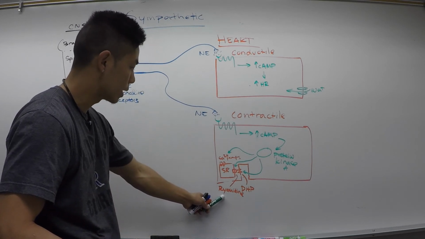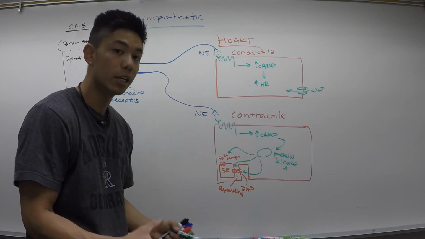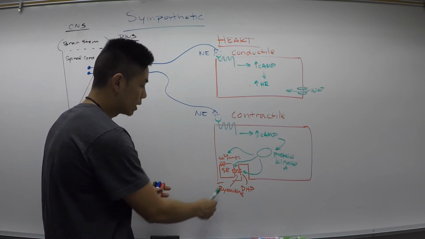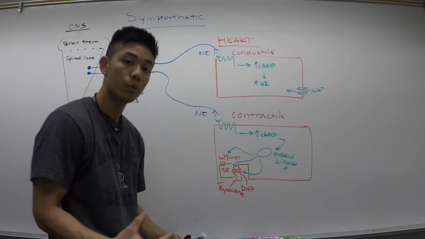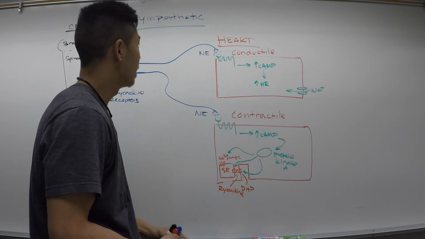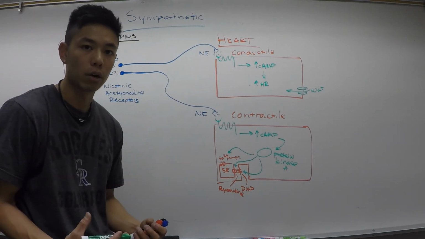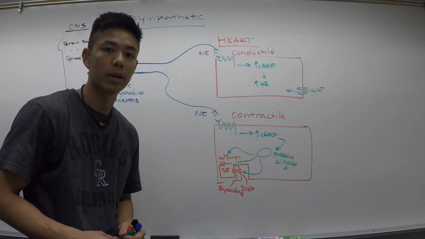For the ryanodine receptors and the DHP, that's going to increase. For the DHP, it's going to increase the calcium influx into the cell, and for the ryanodine, it's going to increase the calcium efflux out of the sarcoplasmic reticulum. And so by doing all that, we're going to speed up our heart rate, we're going to have a stronger contraction. And so for the sympathetic nervous system, its main effect is to increase our heart rate. And so it's going to be able to affect both our conductile as well as our contractile cardiomyocytes.